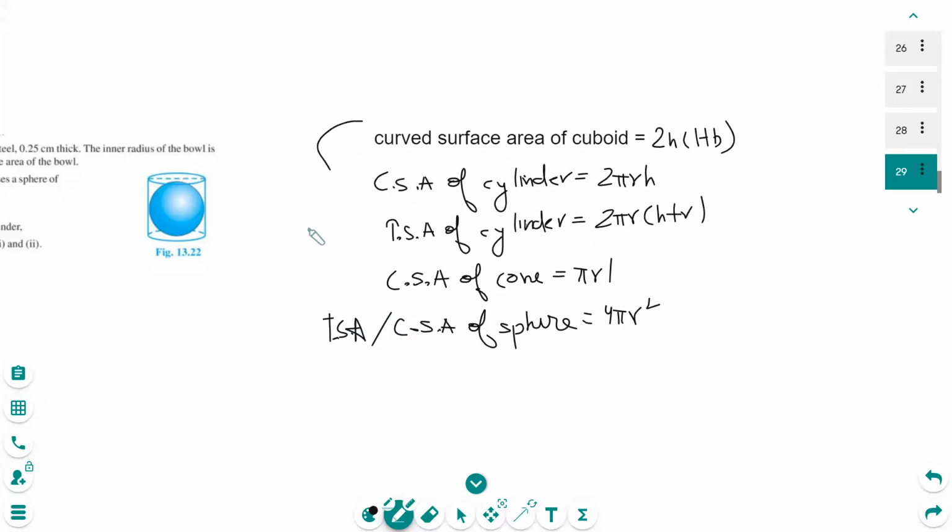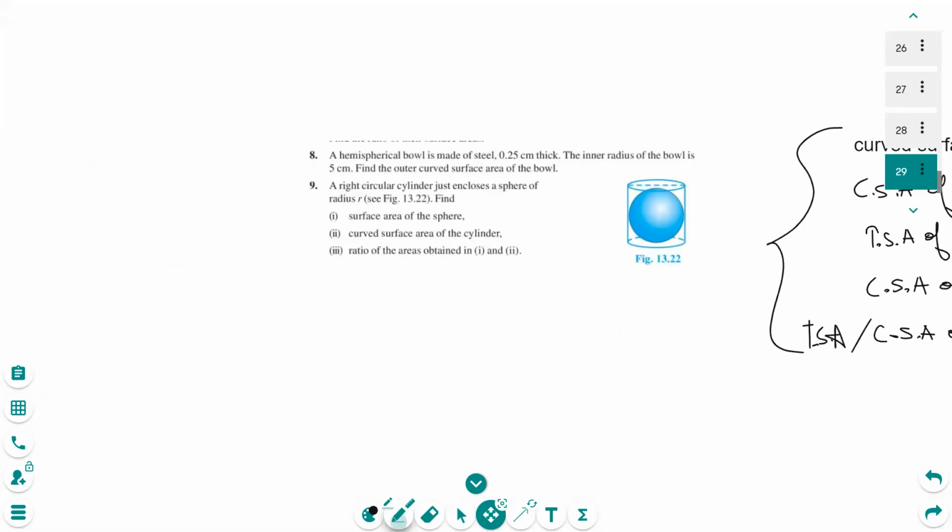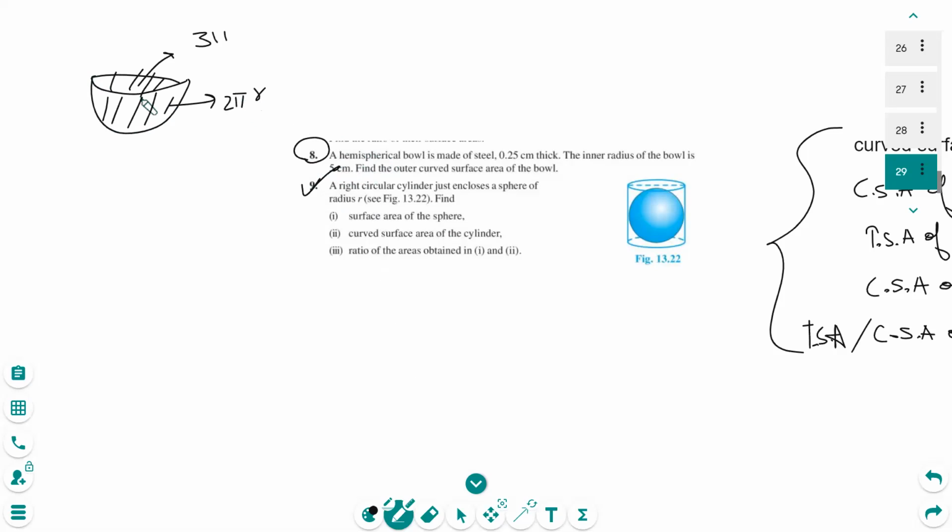Okay. So these kind of formulas we have already discussed, and we have discussed exercise 13.4 already. Now we'll focus on question number 8. And we have also discussed the hemisphere, right? The curved surface area of hemisphere was 2 pi r square, and the total surface area, including this part, was 3 pi r square, this plus this, right?